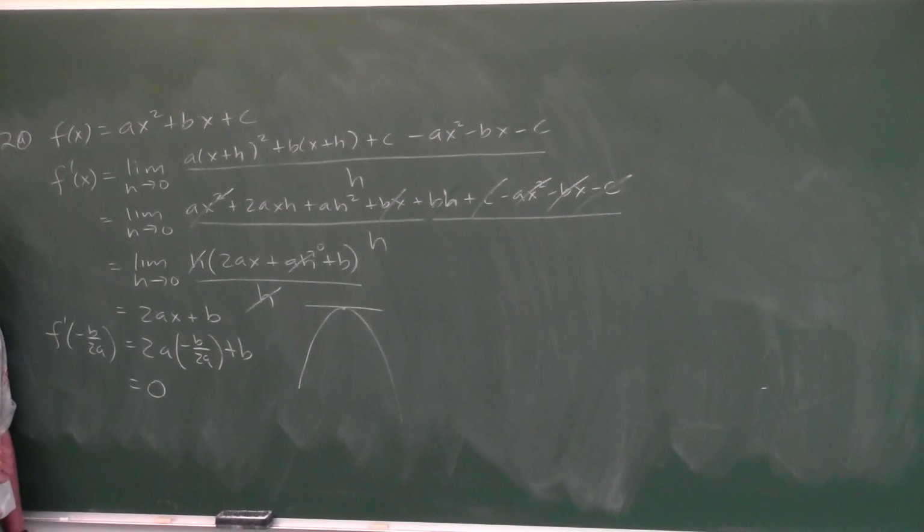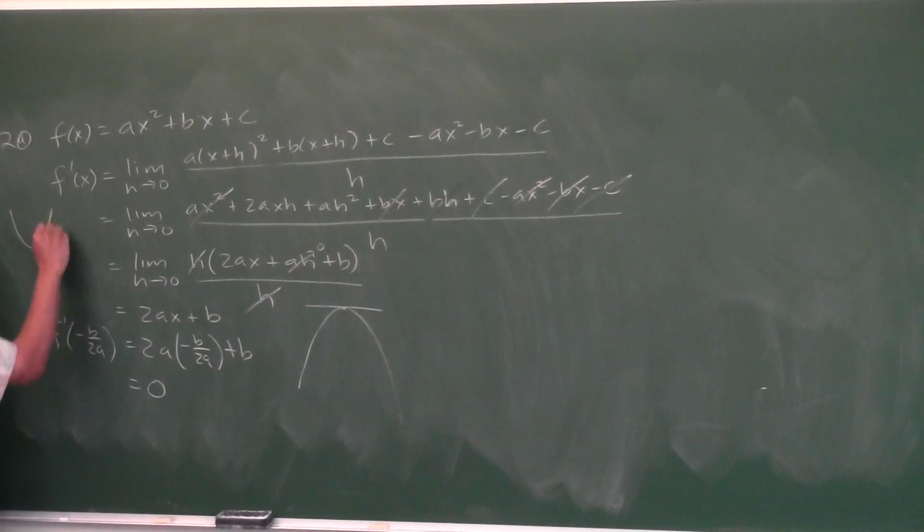But isn't that just a duh? Whenever you have the vertex, it doesn't matter if it opens up or down, the slope will be 0 at the vertex.